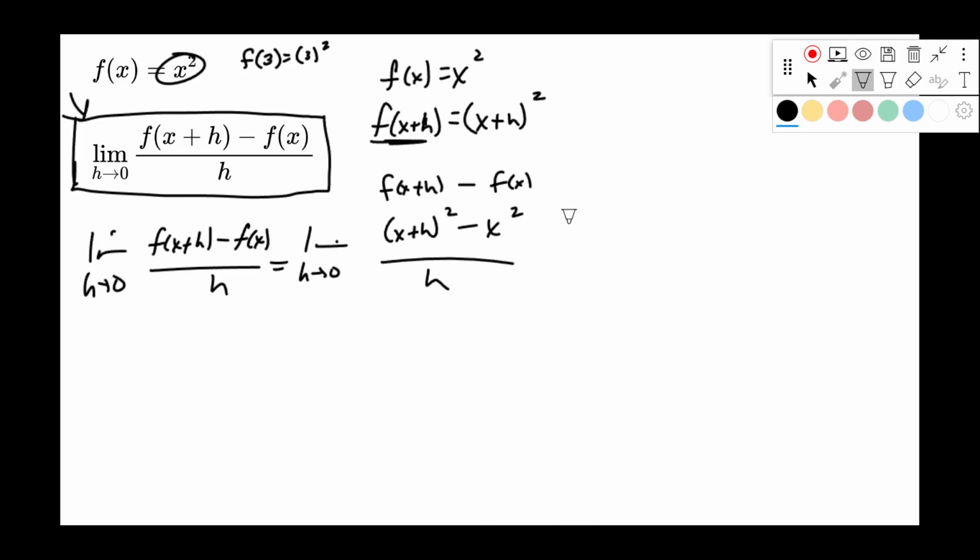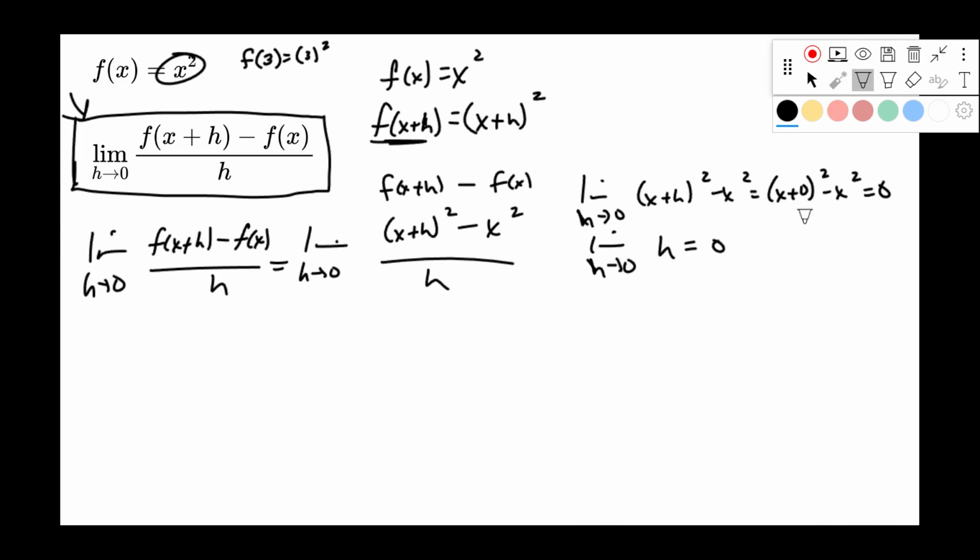We could do it here if you want. If I find the limit as h goes to 0 of the numerator, x plus h squared minus x squared, I get x plus 0 squared minus x squared. But that's x squared minus x squared, that's 0. And in the denominator, the limit as h goes to 0 of h is 0. This is 0 over 0. It's indeterminate. So now, what would an Algebra 1 kid do with this? Well, they'd multiply this out, right? x plus h times x plus h. We can do that. All right, so let's do it.